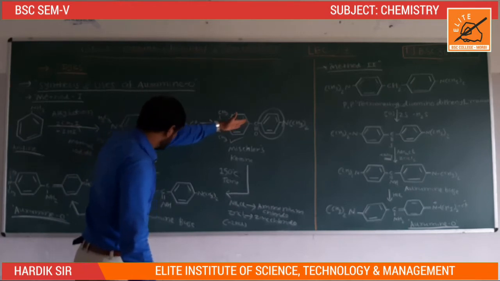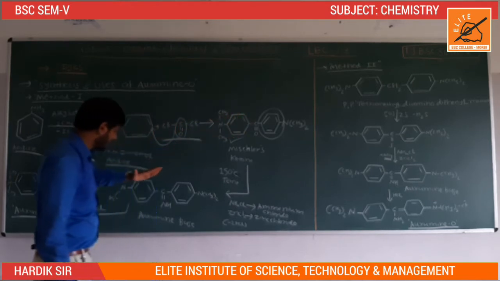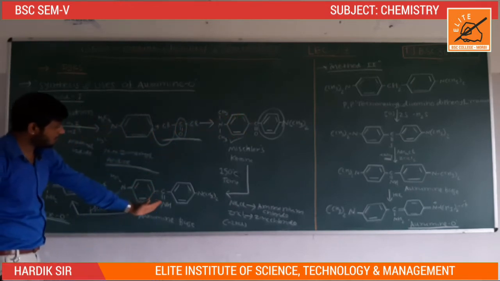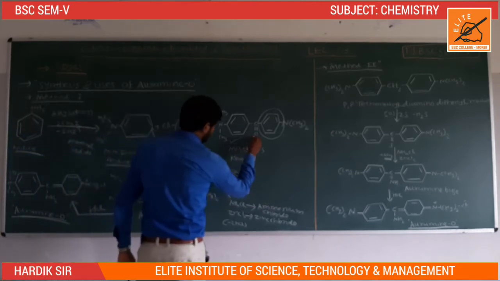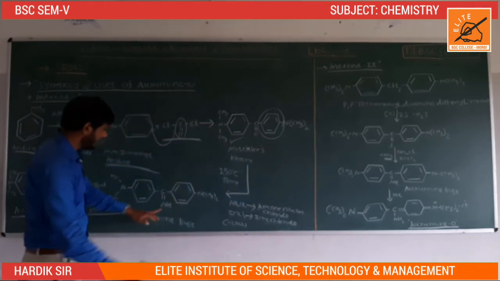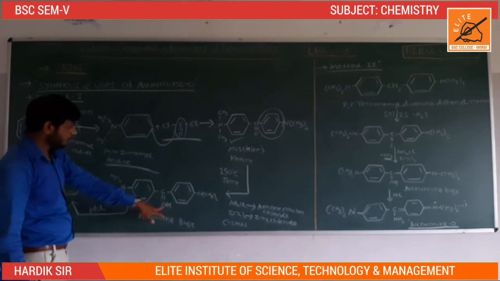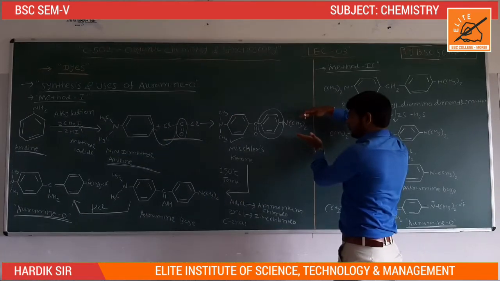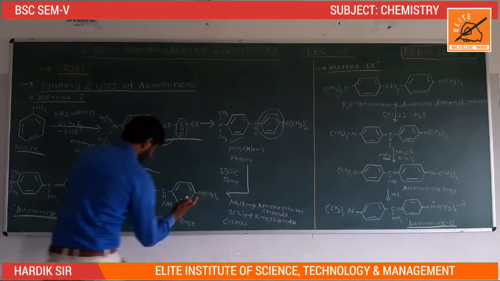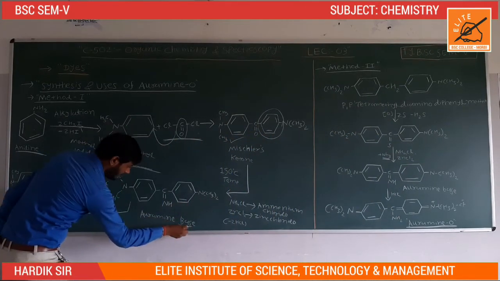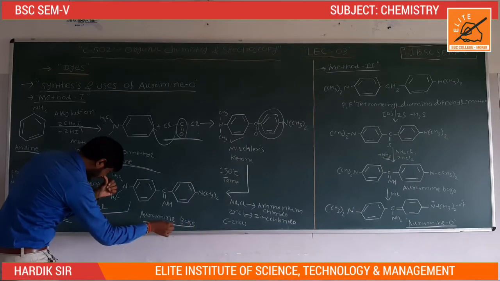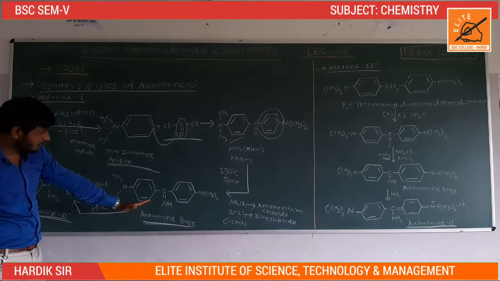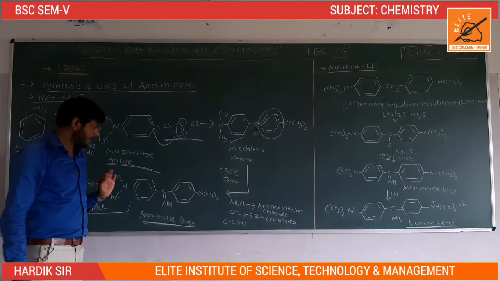Let us see the structure, carbon double bond NH. This oxygen was removed and combined with an amine group, and also has 2 methyl groups on this phenyl ring, and produces our third intermediate product. This is the auramine base.